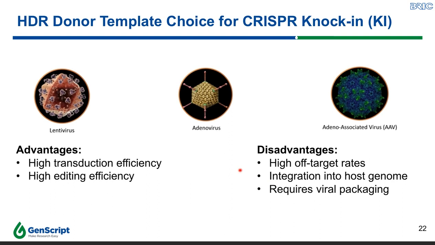But thanks to the maturation of CRISPR technology, it is now possible to deliver a large gene fragment into a specific site in the genome without the use of viral vectors. And this leads to the potential use of double-strand DNA or single-strand DNA directly as a donor template.